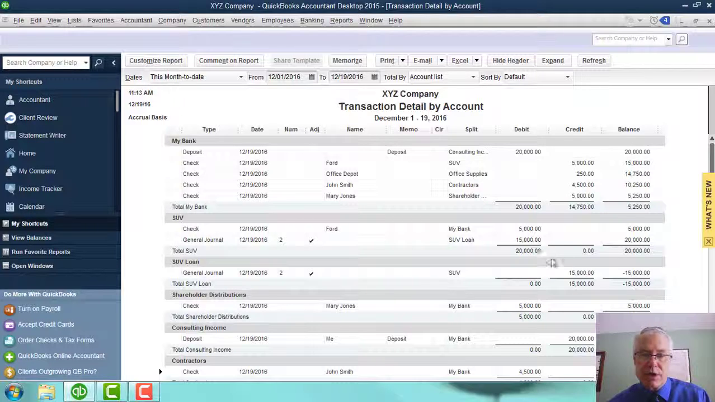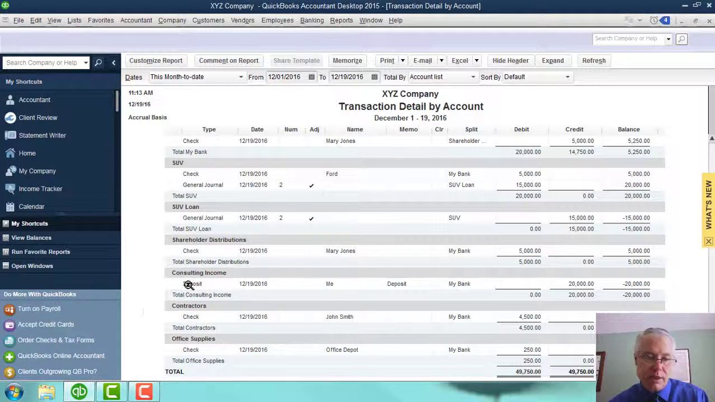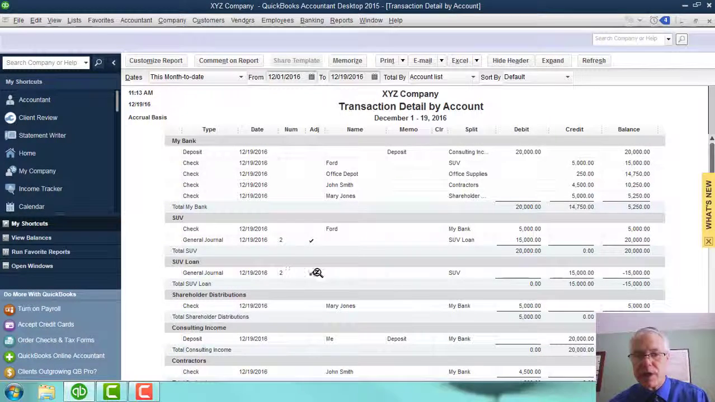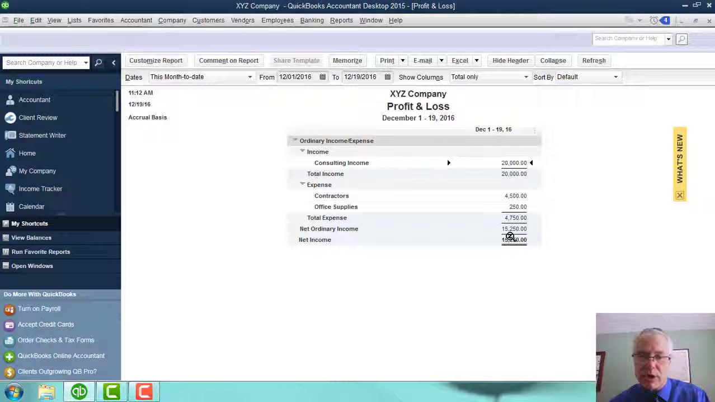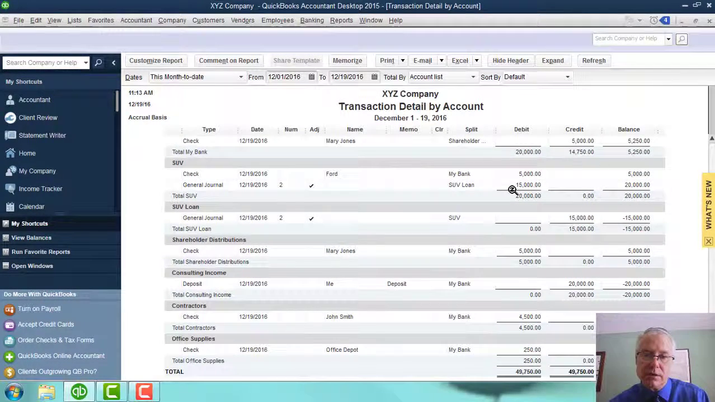And notice the way this thing is all laid out. This is laid out just like your chart of accounts, where you have your assets first, your cash, your SUV, then your liabilities, your loan here for your truck, then equity, then income, then expenses. It is always laid out this way. It doesn't change. It is the same order as your chart of accounts. This is the entire visual of your business. And you can see your profit and loss. All these reports, profit and loss, balance sheet, cash flow, is all derived from your detail accounting.